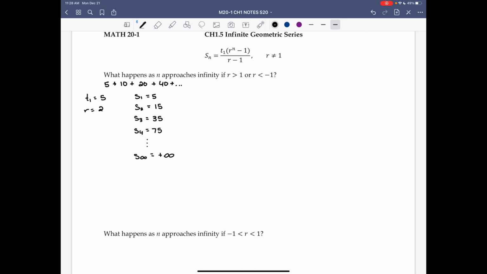Let's try this with an r value that's less than -1 and see what happens. We'll use the series -2 plus 6 plus -18 plus 54, etc. T1 equals -2, and the r value, 6 divided by -2, is -3. Then the sum of the first term is just -2.